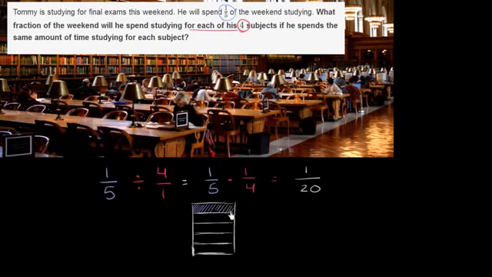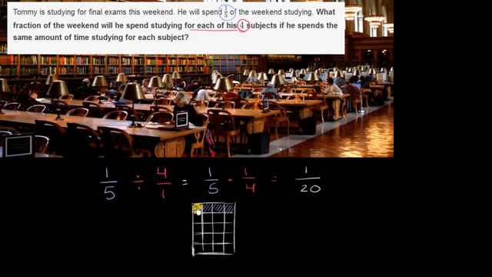Now he has to divide this into 4 equal sections. So let's do that. He's got 4 subjects, and he's going to spend the same amount of time on each of the 4 subjects. So he's going to divide this into 4 equal sections. So how much time does he spend on one subject? Well, on each subject, that would be this little area that I'm doing in yellow right over here.